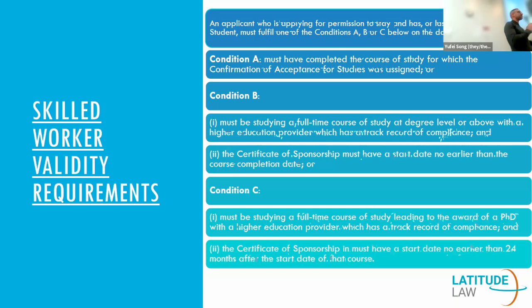So you don't need to completely complete the course. As long as you've done 24 months, then that should be fine to satisfy condition C. But most of the time, just to let you know, it will probably be condition A, where you complete your course and then switch into a skilled worker category.